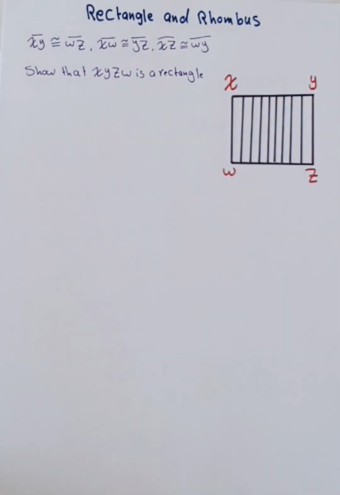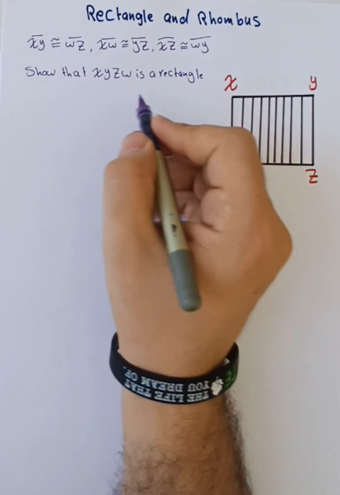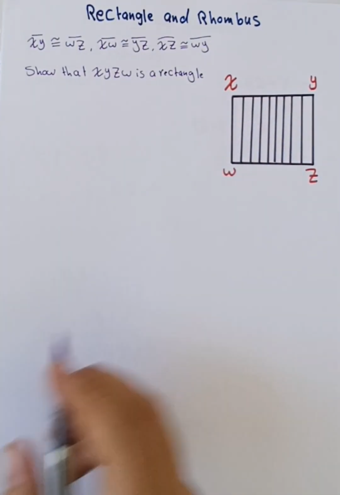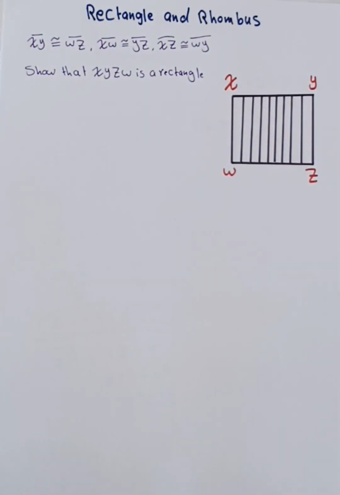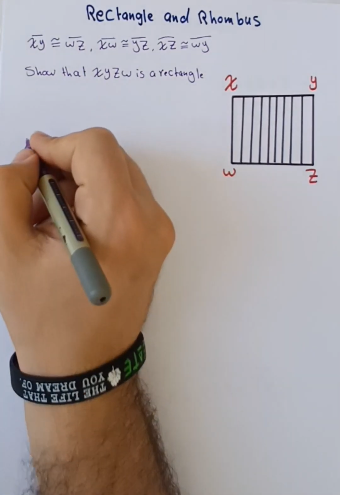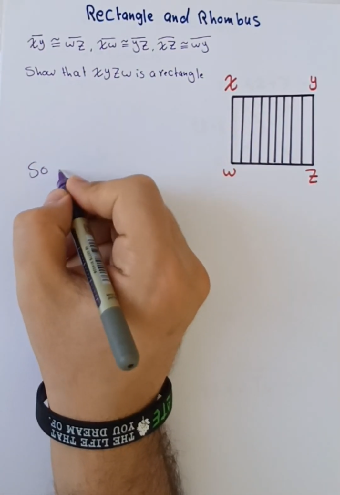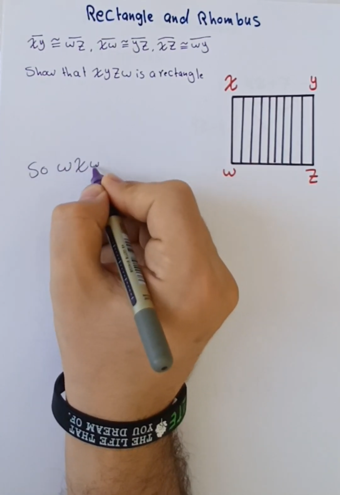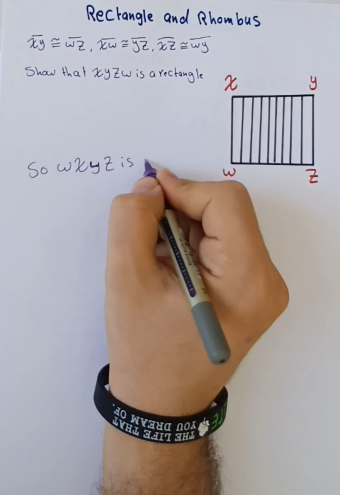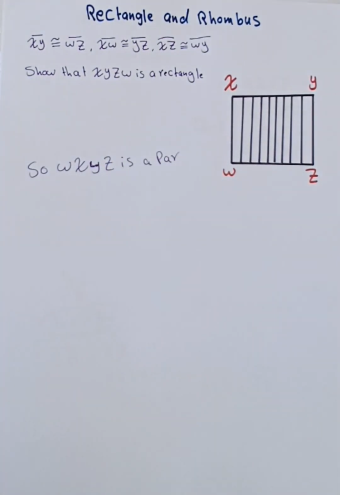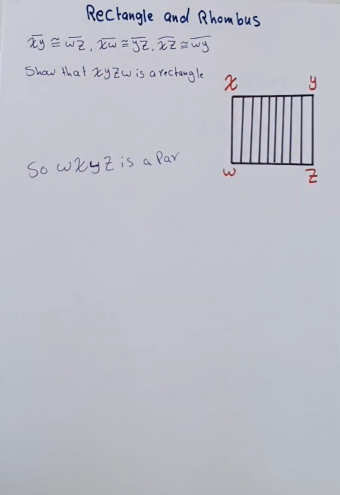This is a line segment. So we have to prove that XYZW is a rectangle. We have to prove this figure is a rectangle. So we can say WXYZ is a parallelogram, because the opposite sides are congruent.